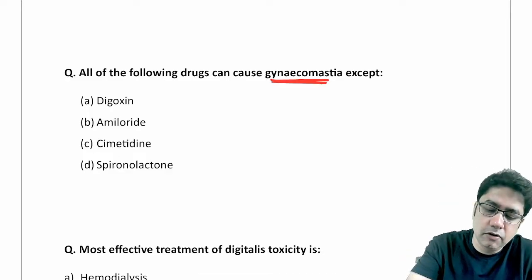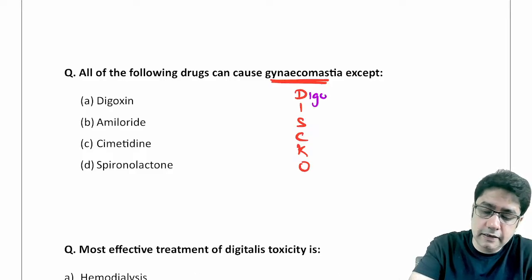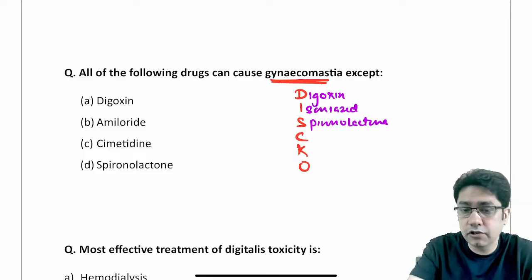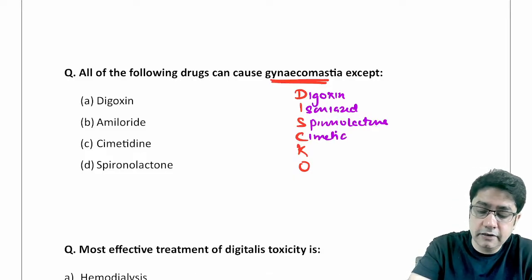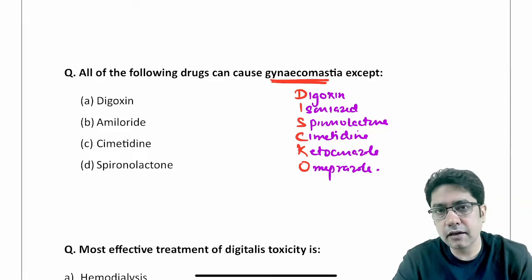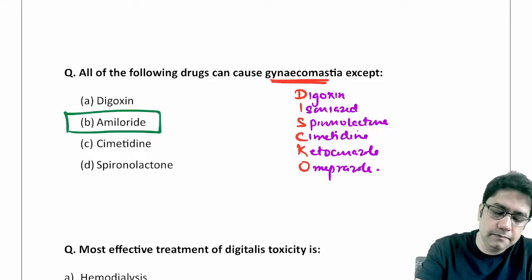So which of the following drug causes gynecomastia except? So remember the mnemonic gynecomastia, disco, a very famous mnemonic we have discussed many times. Digoxin, TB drug isoniazid, diuretic spironolactone because blocking testosterone receptor, one antihistaminic drug given for peptic ulcer, cimetidine, ketoconazole, antifungal drug, and omeprazole, a proton pump inhibitor. They all can cause gynecomastia. So here the answer should be your amiloride.